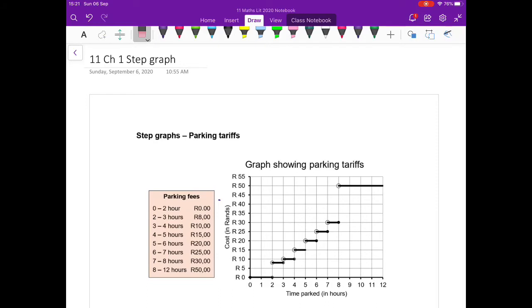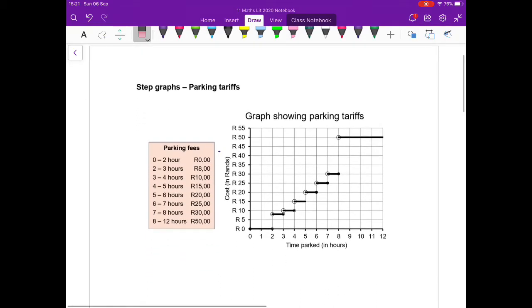Let's look at step graphs, and the step graphs is actually as it says. So we have a series of steps. Why do we have that? Well, if you look at the parking tariffs, you will see that from 0 to 2 hours you pay nothing. And that is represented by this line here, which is on the bottom axis because I'm paying nothing for the first 2 hours. So the first 2 hours are free.